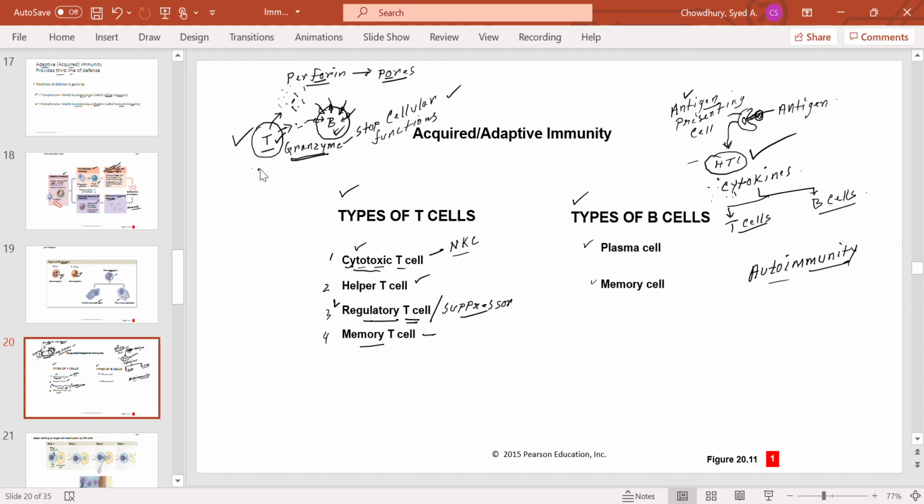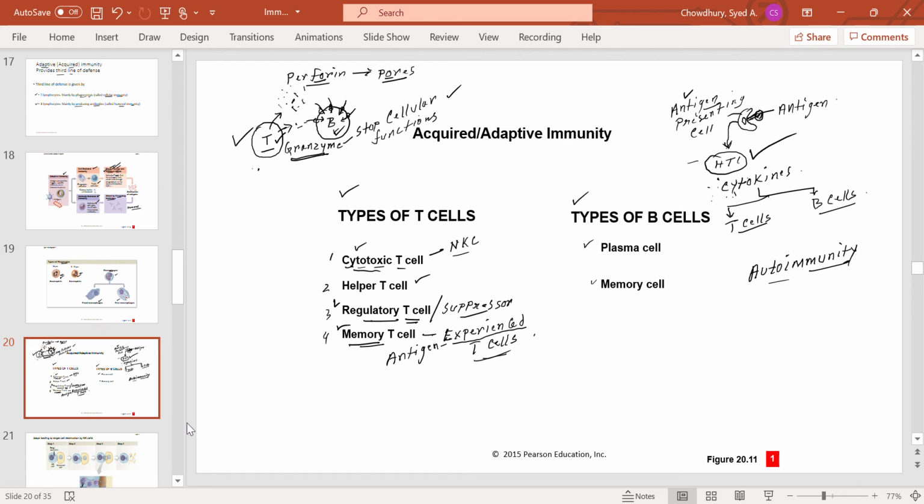Memory T cells are also known as experienced T cells. That means the T cells are experienced. Experienced to what? Experienced to the antigen before. So antigen experienced cells. What does it mean? If you get, for example, COVID the first time, then some T cells will store that information as memory.